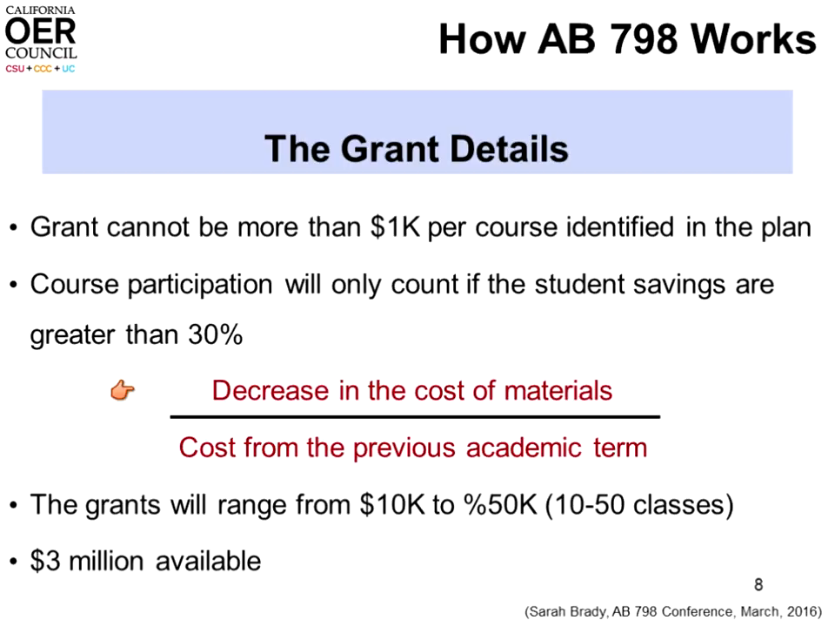So what we have here is that the decrease in the cost of materials divided by the cost from the previous academic term should provide you the 30% savings. So if you're, for example, using a book currently for $150 and they select a completely open educational resource, the savings will be 100%, and there will be no cost for the students.